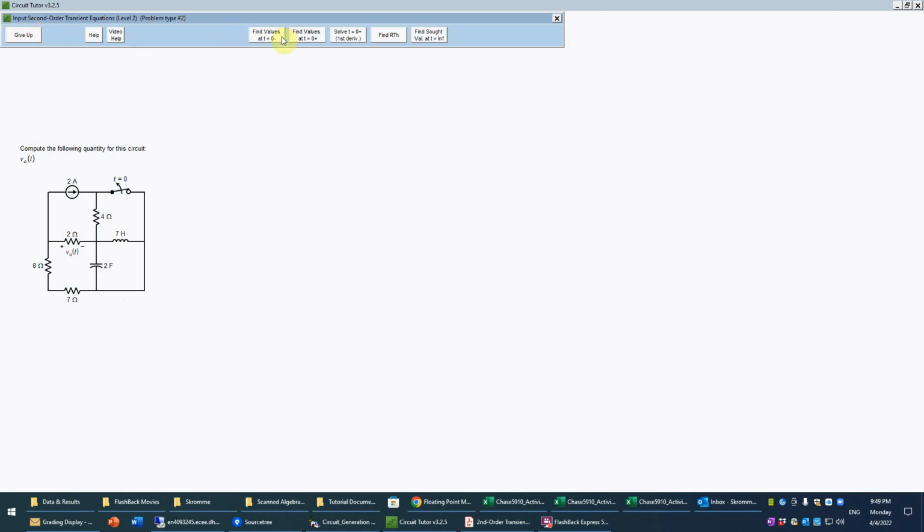So as always, you can give up a course for no penalty if you need to do that and see a complete solution. And we have to solve the circuit at various times, including t equals 0 minus, just before the switch, in this case, opens, at 0 plus, immediately after the switch has done that.